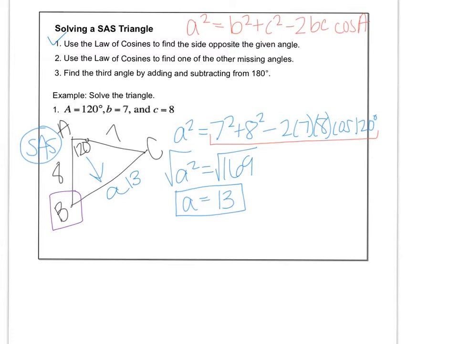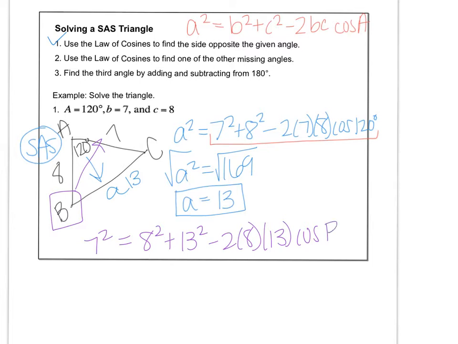So if I want to find B, I actually have to start with the side across from B, which is 7. So it's going to be 7 squared equals 8 squared plus 13 squared, minus 2 times 8 times 13, cosine of, now for this one, I don't know what that is, that's what I'm trying to find, it's going to be cosine of B. So now we have to talk about how to solve this.